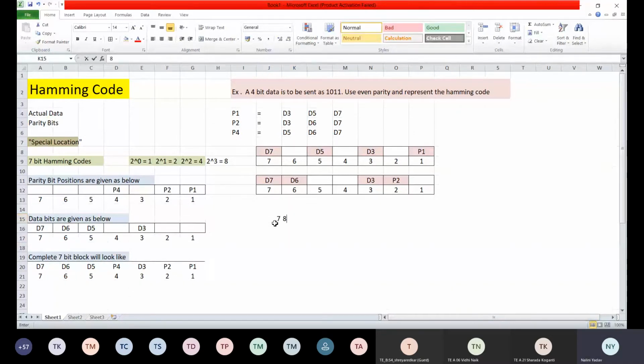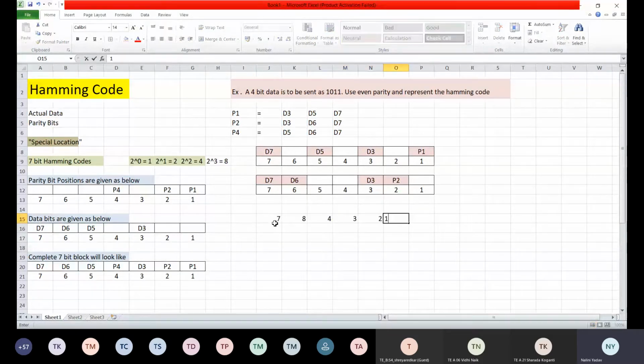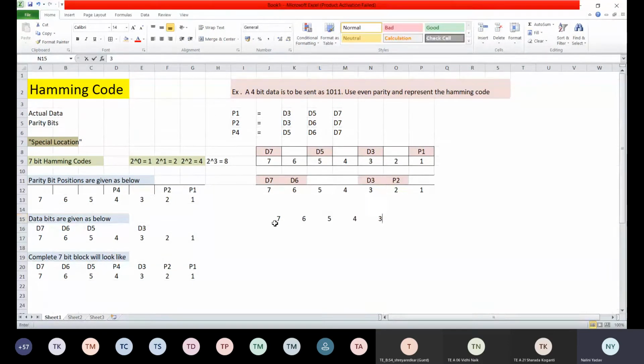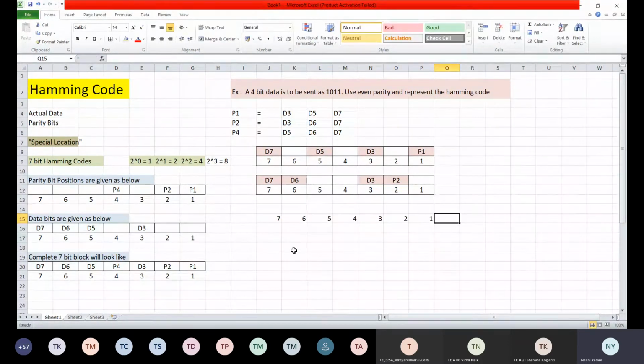Now we will see how to calculate P4. Something got missed. Okay, 7, 6, 5, 4, 3, 2, 1, correct. So now we have not missed any number. Let's take this. Now what is the next number? Next is P4, right? P4 is here. So now we need to calculate P4.